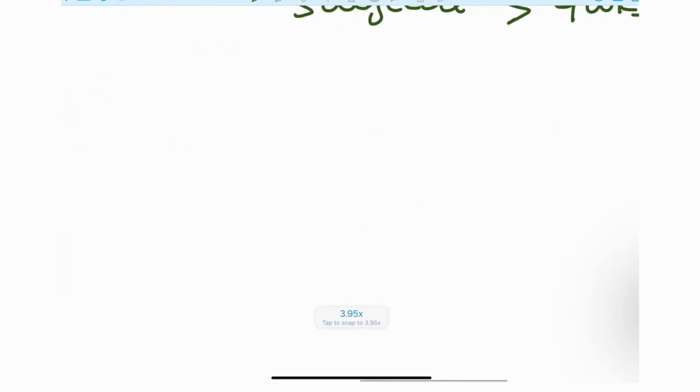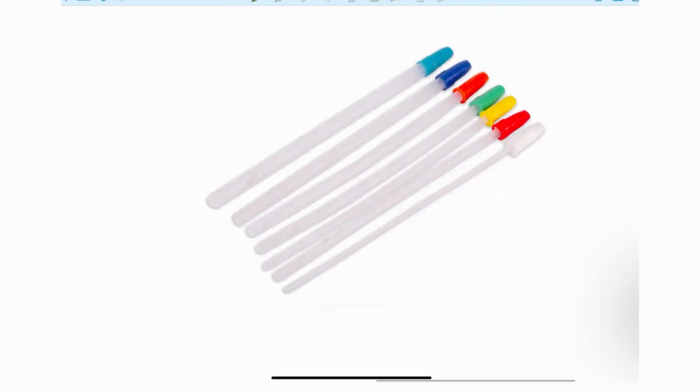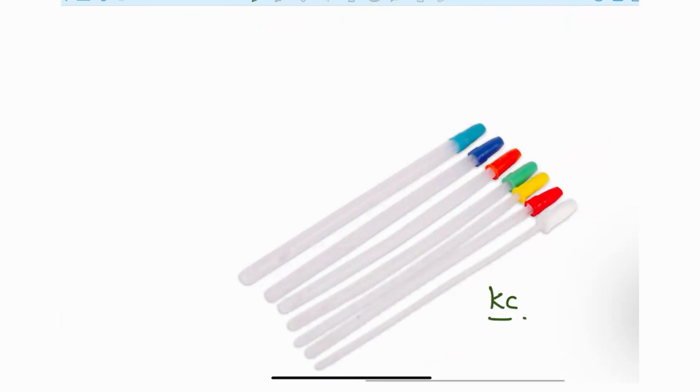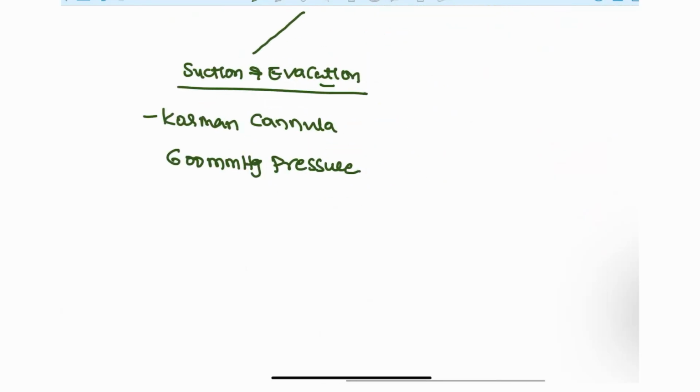Next, how are we going to proceed with the surgical? First one is the suction and evacuation. For the suction and evacuation, what is the procedure we are going to follow? We are going to use the Karman's cannula with the suction machine, and the Karman's cannula will be assigned a number. Here you can see this is the Karman's cannula, and it is assigned a number according to the uterus size. And what is the pressure we are going to use for the evacuation? Usually it is 600 mmHg pressure. Usually this is done for the suction and evacuation.